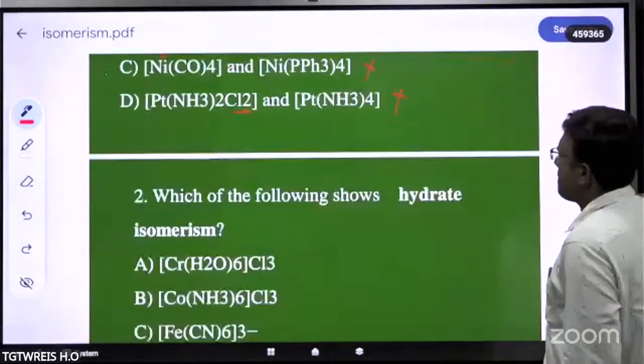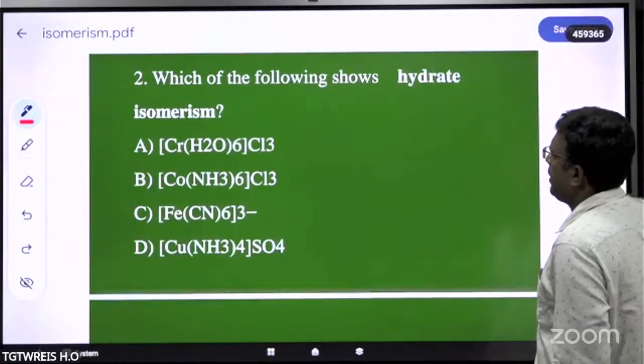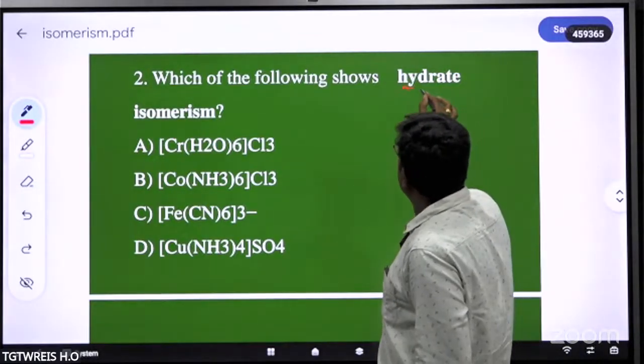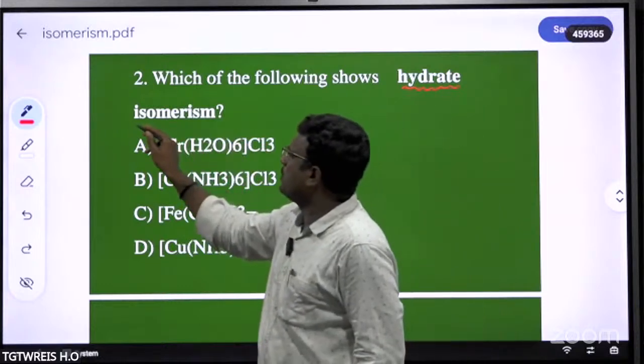Next one, the second one. Which of the following shows hydrate isomerism?